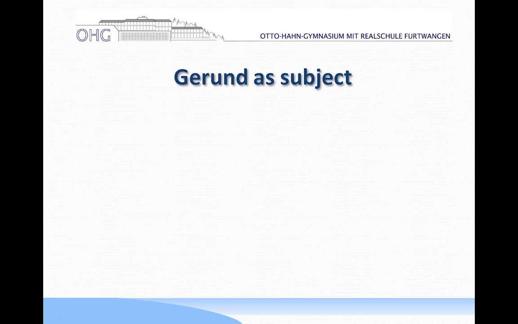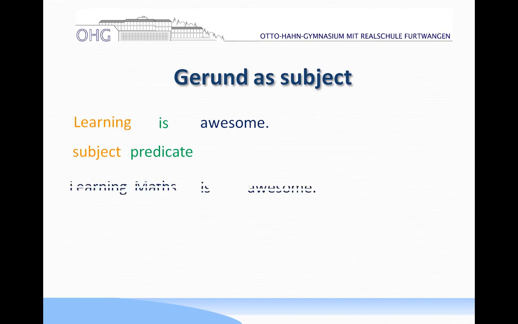One very simple way to use a gerund is a gerund as a subject. So if we have again this sentence, learning is awesome. This is the subject, learning, and the predicate is "is awesome," with awesome being whatever else follows. This can also happen with a sentence like this, learning maths is awesome, where you have a subject phrase. But again, learning maths is the subject, and "is awesome" would be the predicate.